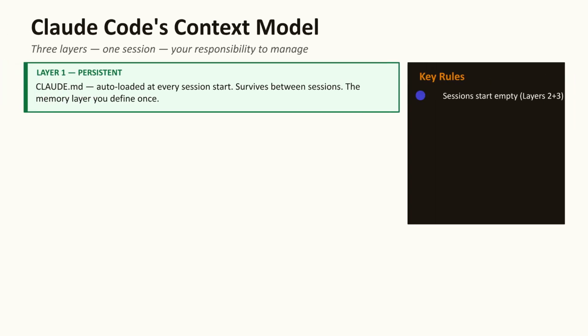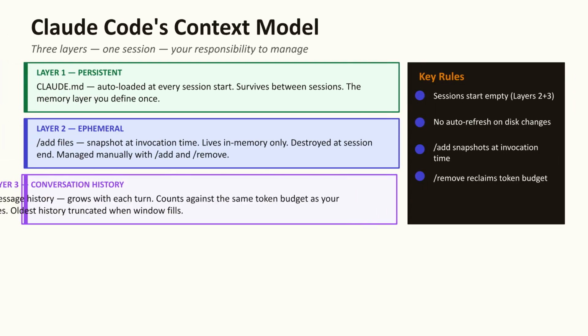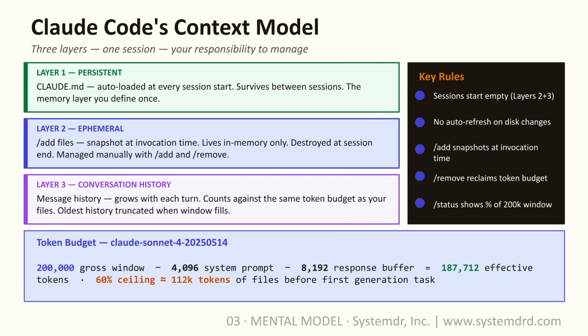Claude Code's context has 3 layers: persistent Claude.md, ephemeral /add files, and conversation history. The ephemeral layer is a snapshot taken when /add is invoked and is destroyed at session end. Importantly, always manage your token budget, treating the 200,000 gross window as approximately 187,712 effective tokens. Aim to keep loaded file content below the 60% ceiling, or about 112,000 tokens.